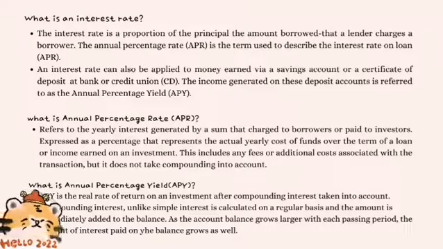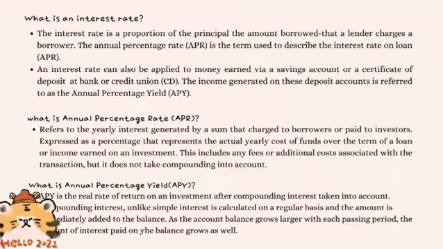First of all, we need to know about the meaning of the interest rate. The interest rate is a proportion of the principal, the amount borrowed, that a lender charges a borrower. The annual percentage rate is the term used to describe the interest rate on a loan. An interest rate can also be applied to the money earned via a savings account or a certificate of deposit at a bank or credit union. The income generated on this deposit account is referred to as the annual percentage yield.